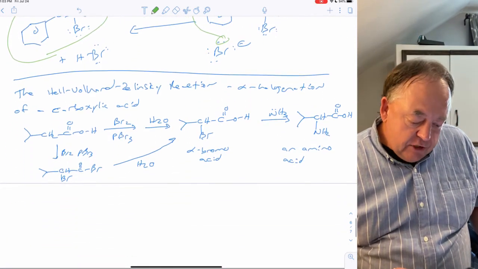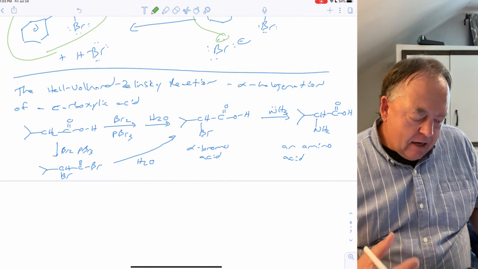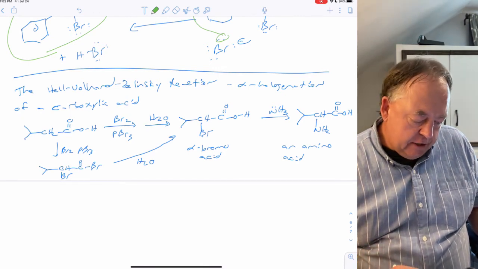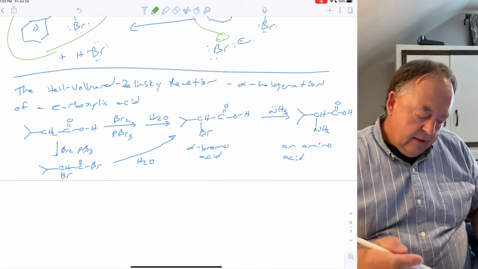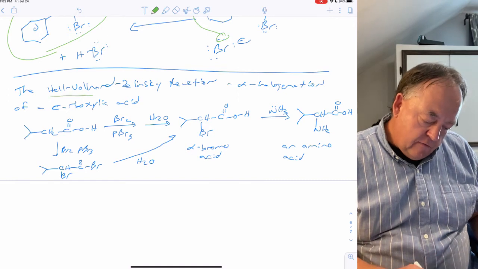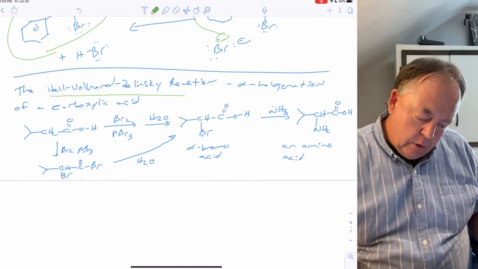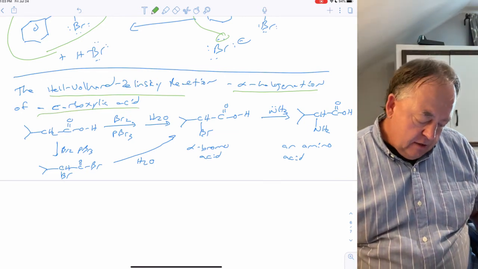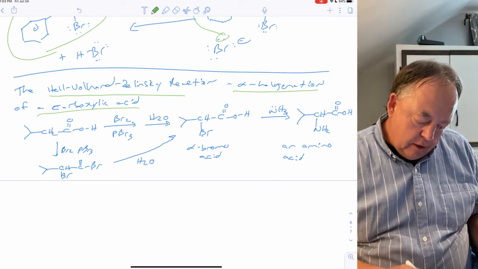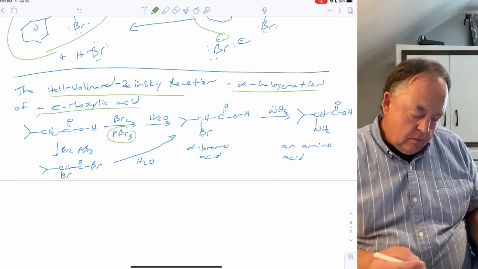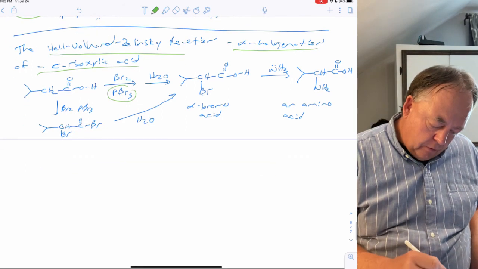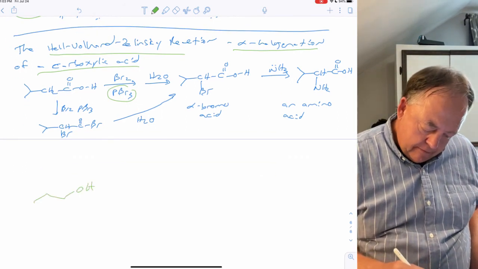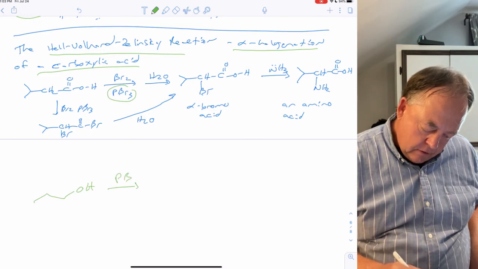Okay, so this is the last reaction in this lecture, and it's just a modification of the previous reaction for carboxylic acids. It's what's known as the Hell-Volhard-Zelinsky reaction. So this is a way to do alpha halogenation of a carboxylic acid. So you would take the carboxylic acid with Br2 and PBr3. So you've seen PBr3 before, right back in the alcohol chapter.